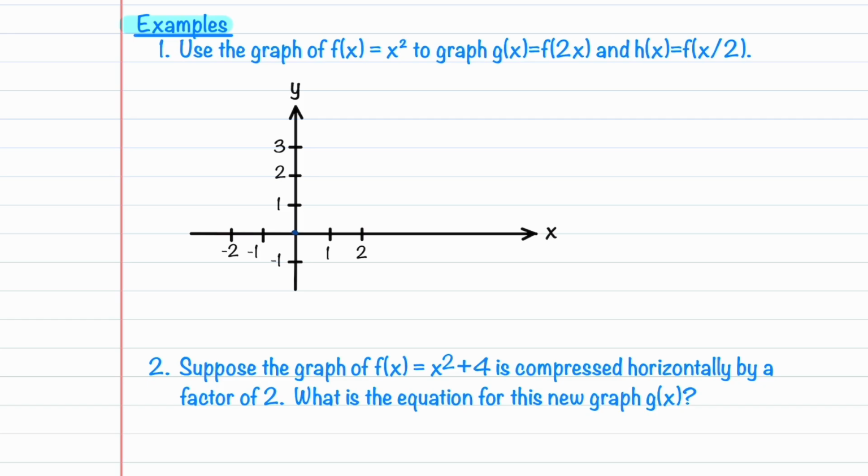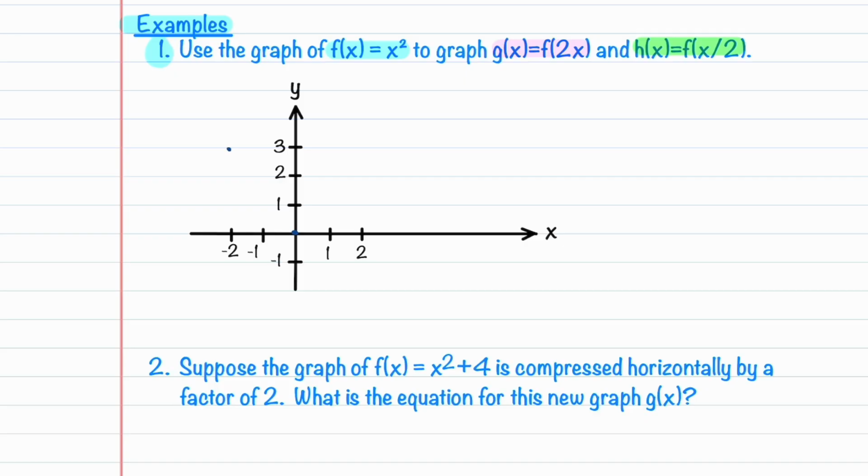Let's now walk through some examples. In our first example, we're going to use the graph of f of x is equal to x squared. That's just the same one that we looked at on the previous page. And we're going to graph g of x, which is f of 2x, and then h of x, which is f of x divided by 2. Let's start by drawing x squared.